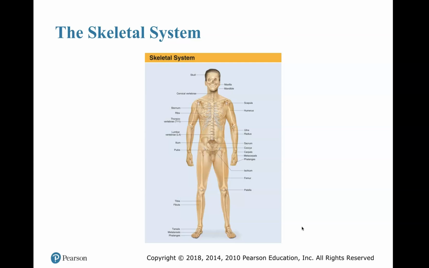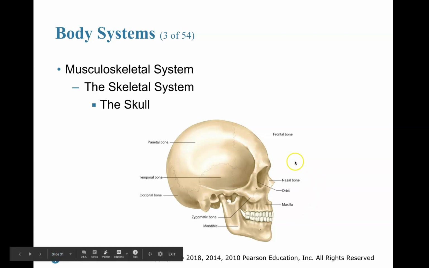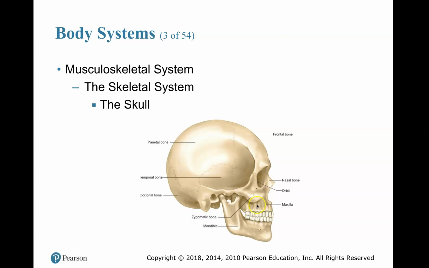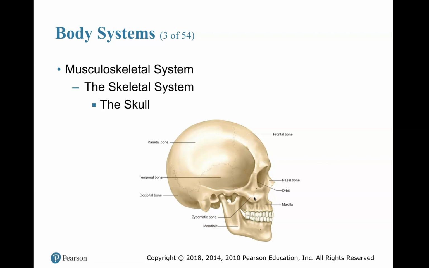If you just ask yourself, do I really have to know all of these? Yes, that is a correct assumption. Okay, the skull. Do you really have to know the different parts of the skull? I can assure you, you will see it again. Frontal bone, parietal bone, temporal bone, the occipital bone, the nasal bone, the orbit, the maxilla, mandible, and the zygomatic bone, which is also your cheekbone.